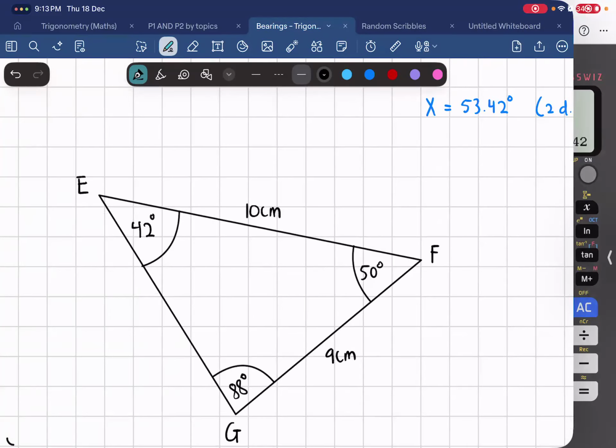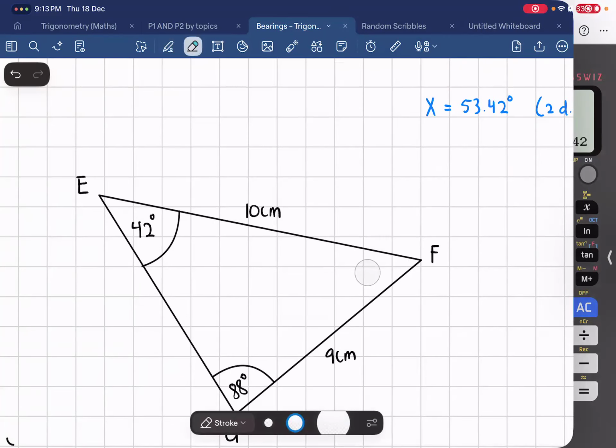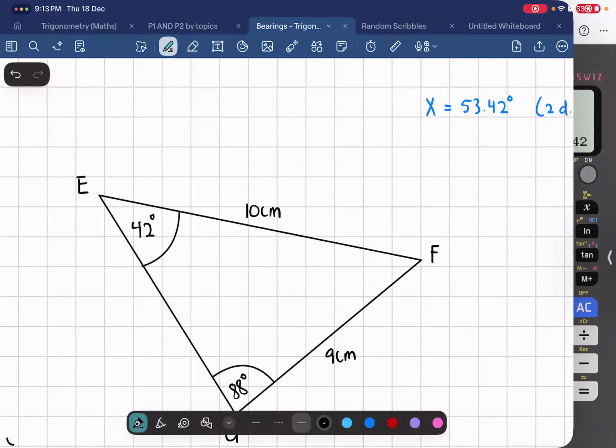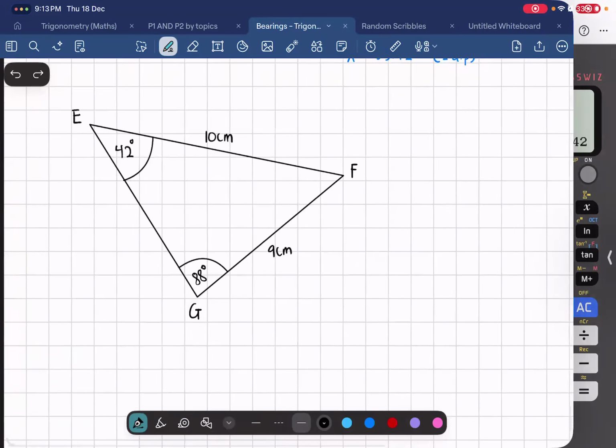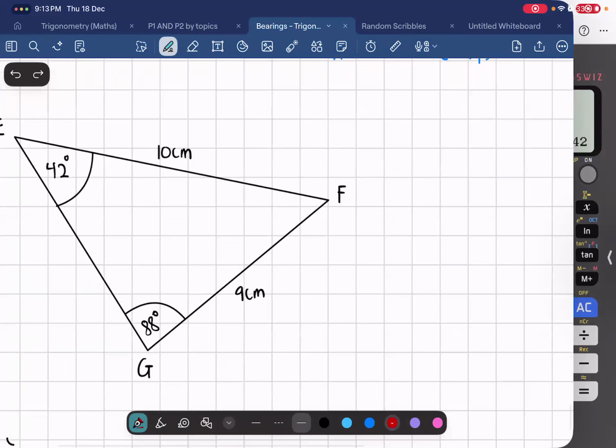And let's say in this question, we want to figure out this side. Find the length of EG. So find the length of EG. Farazana, are you ready for this?